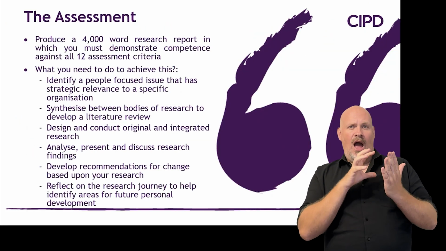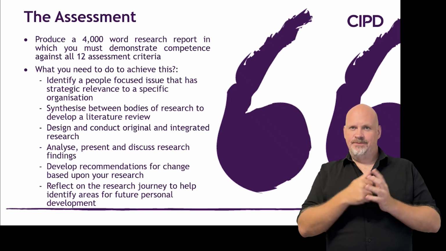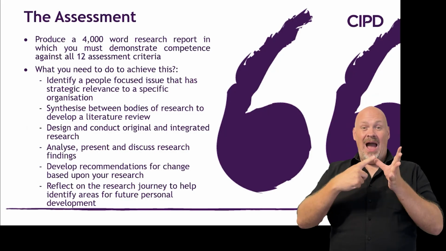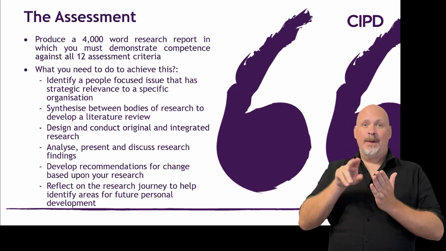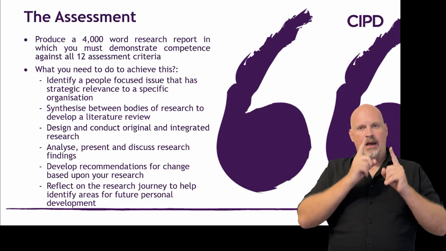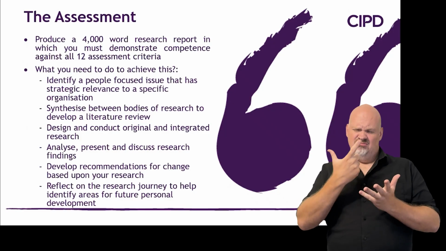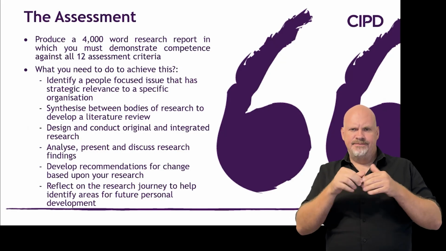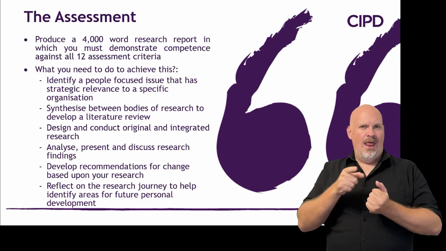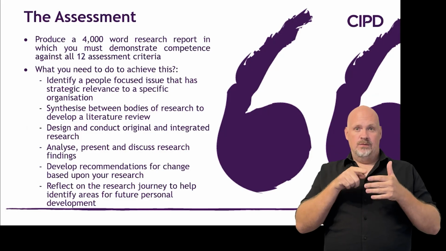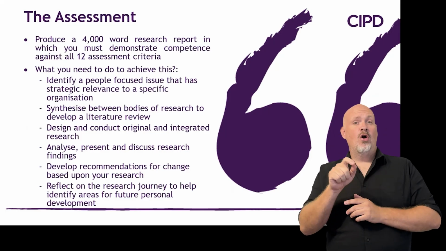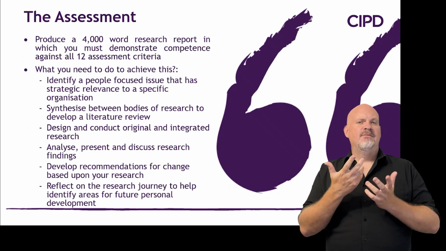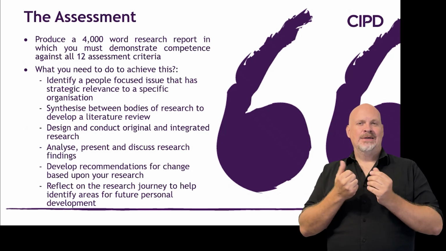So how this unit is assessed is that you need to write a 4,000-word research report in which you demonstrate competence in all of the 12 assessment criteria. To achieve that, you will need to start by identifying a people-focused issue which has strategic relevance to a specific organisation. So you will need to base it within either the organisation you're working with or one that you're familiar with and can have access to. So that's the first thing you need to do.